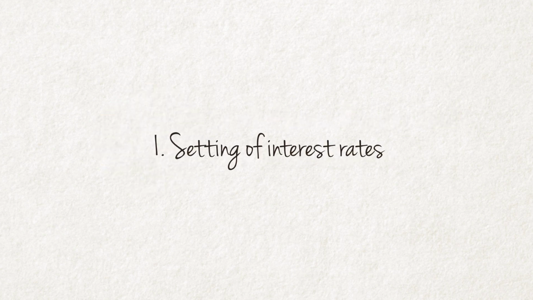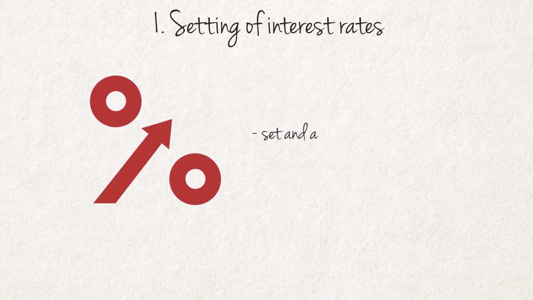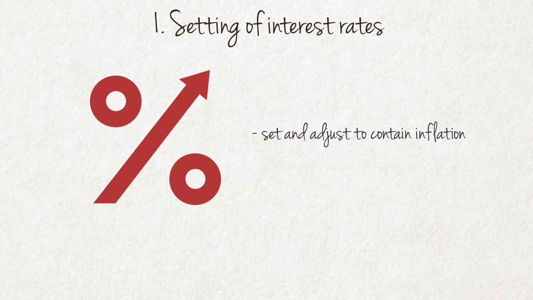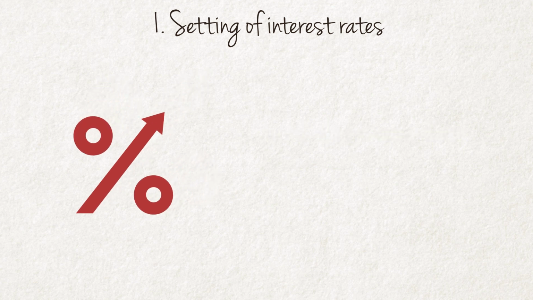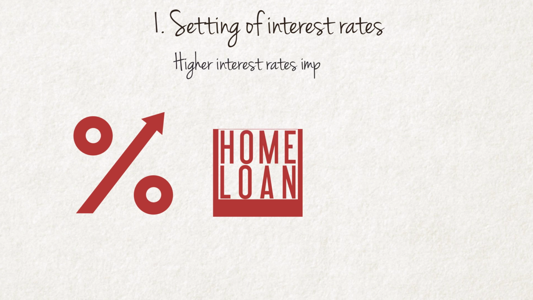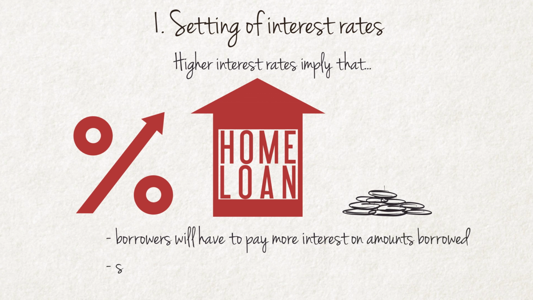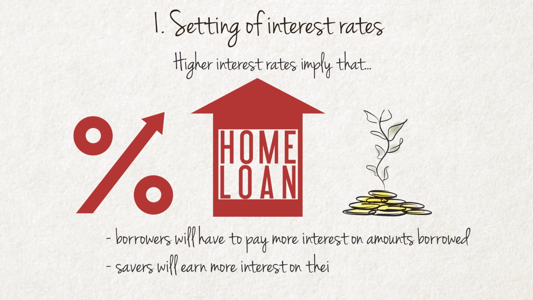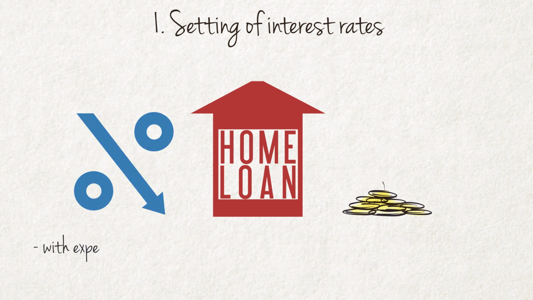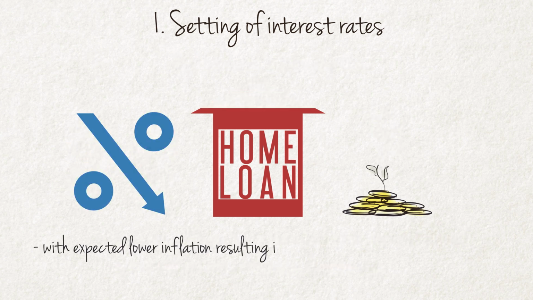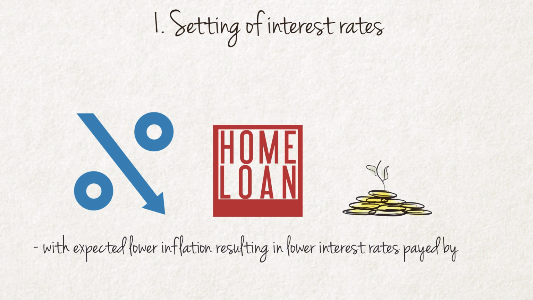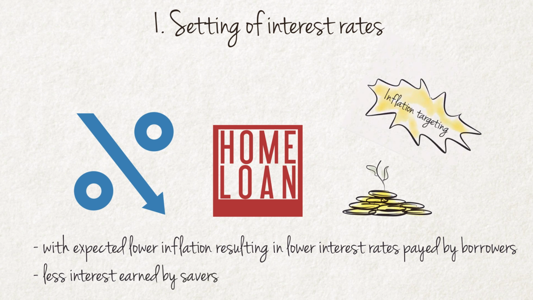Setting of interest rates. Interest rates in South Africa are set and adjusted to contain inflation. If the expectation is that inflation will increase, the central bank will increase interest rates to contain higher expected inflation. Higher interest rates imply that borrowers will have to pay more interest on amounts borrowed, but at the same time, savers will also earn more interest on their savings. The opposite is also true, with expected lower inflation resulting in lower interest rates paid by borrowers and less interest earned by savers. This policy is known as inflation targeting.